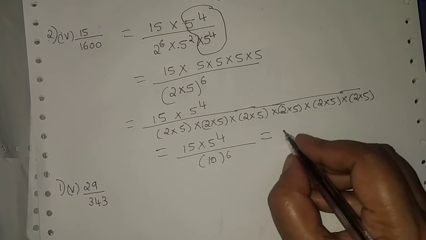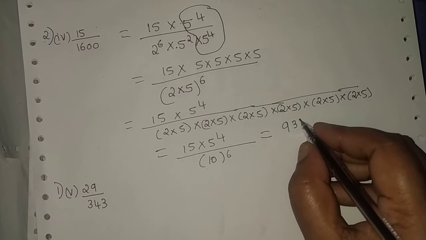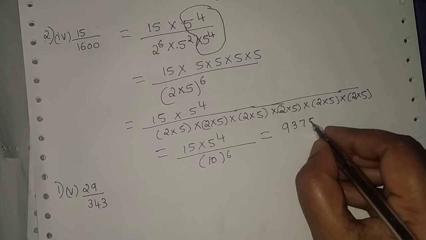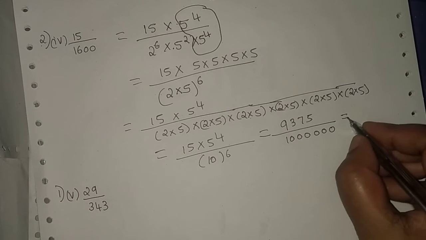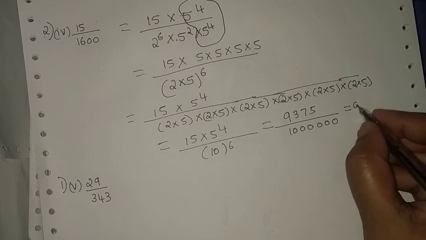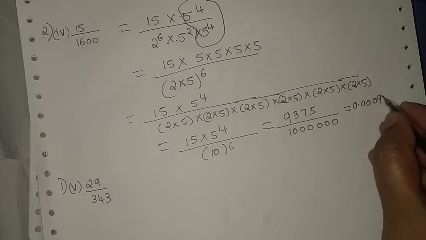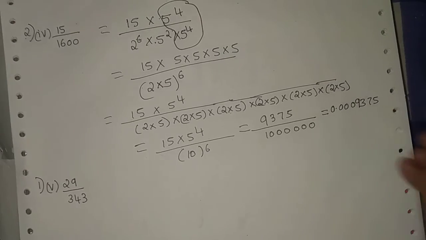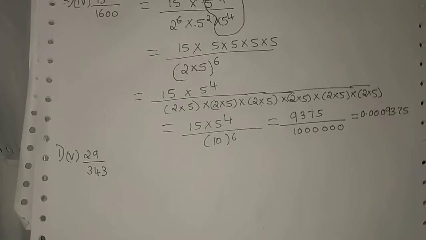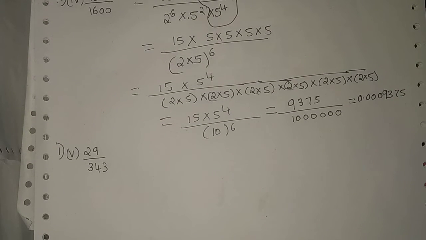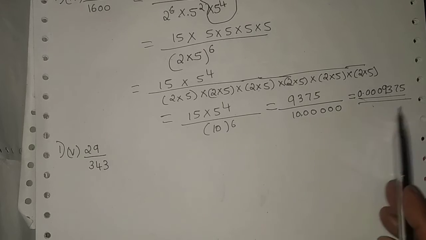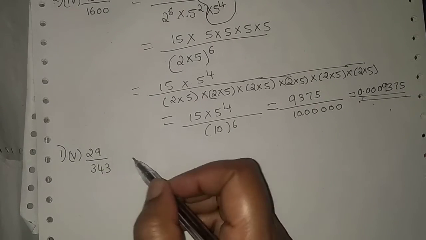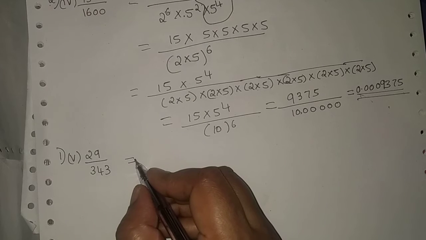So which is equal to how much? This is 9375 by 1 followed by 6 zeros, which is equal to 0.009375. So this is the solution for the second question, fourth sub problem. Since we got TDE, we continued this and brought it to the decimal form. So now we move on to the fifth problem.